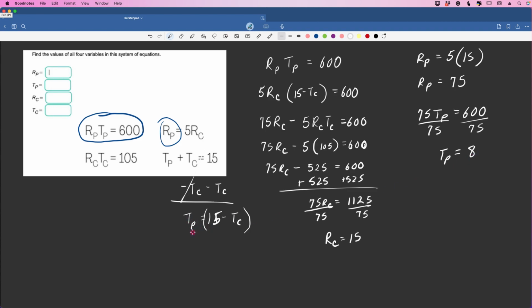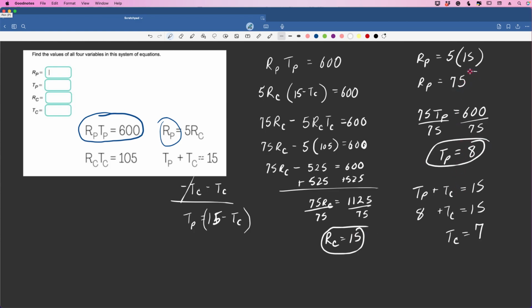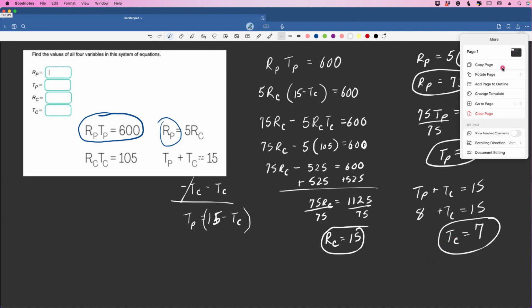So if TP is 8, TP plus TC is 15, right? So TP plus TC is equal to 15. So if this is 8 plus TC, then TC is going to be equal to 7. So there's all your values: RC, TP, RP, and TC. Okay, you see how that kind of works? Let's do the other one. Clear the page here.